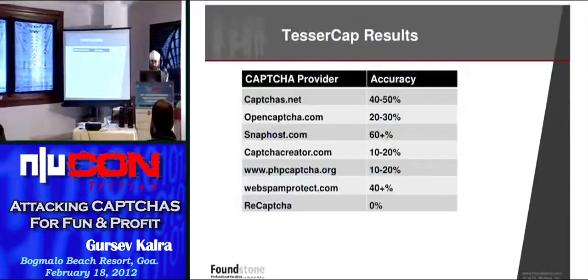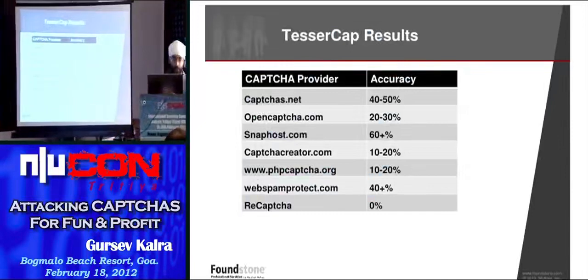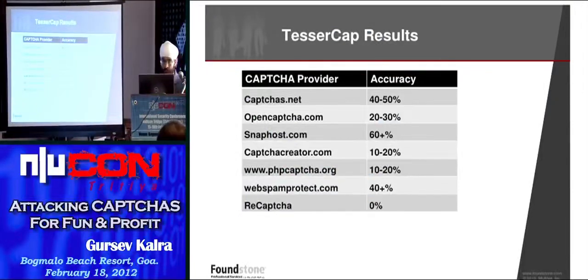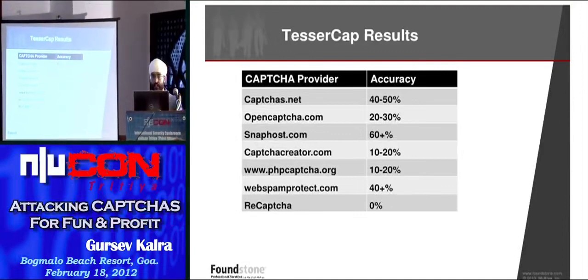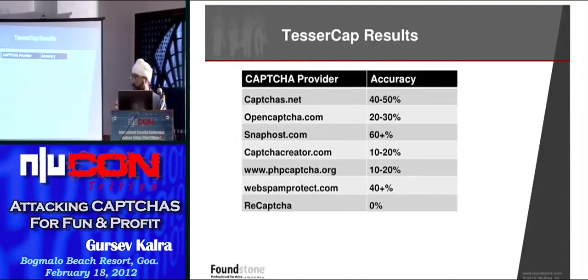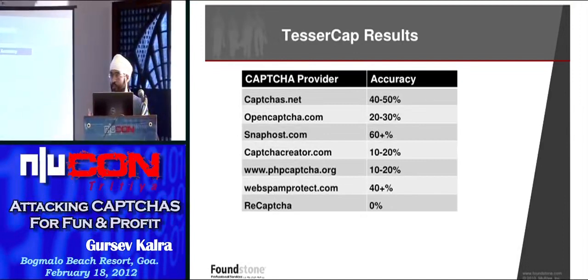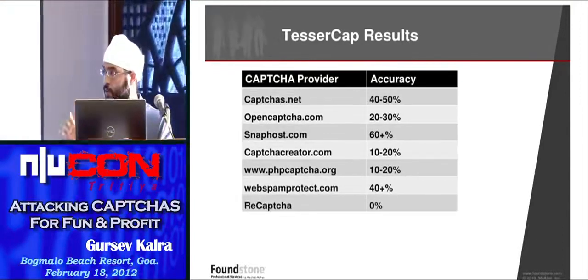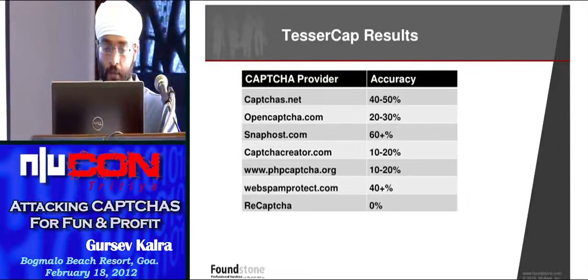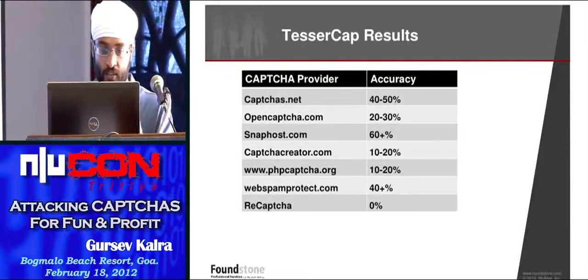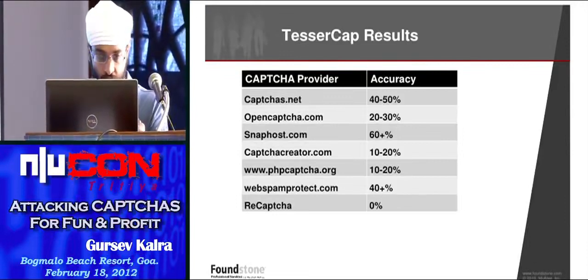So that was about TesorCap. This is how I ran it on various websites. On CAPTCHAs.net, the accuracy was 40 to 50% with default Tesseract training data plus one. It was not reCAPTCHA analyzed; it was one training data provided to TesorCap in the image processing. So that is how the success accuracy is here.